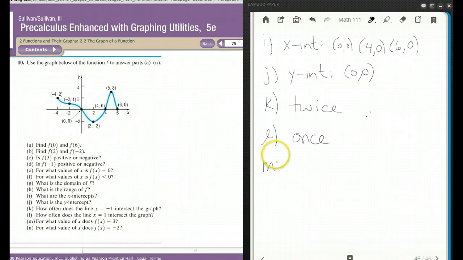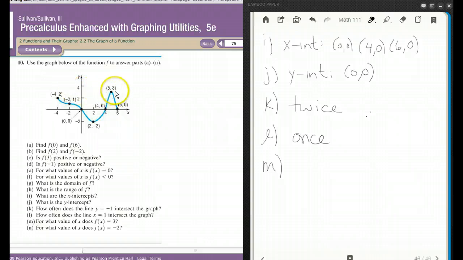For M, for what value of x does f of x equal 3? Now we're asking what is the input that gives an output of 3? Let's look along the graph here. An output of 3 is a y value of 3, right? So a y value of 3 is up here. We want our function to be somewhere up here. Wait a minute, if you notice here, the height of the function, the y value, is way up here at 3, right here.